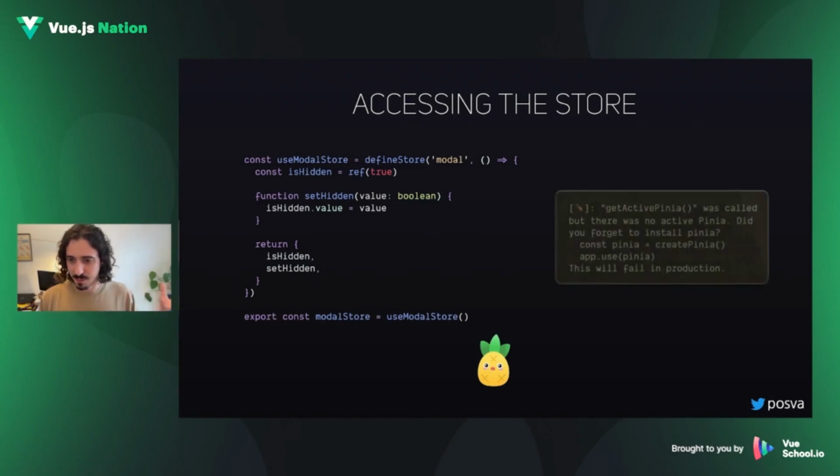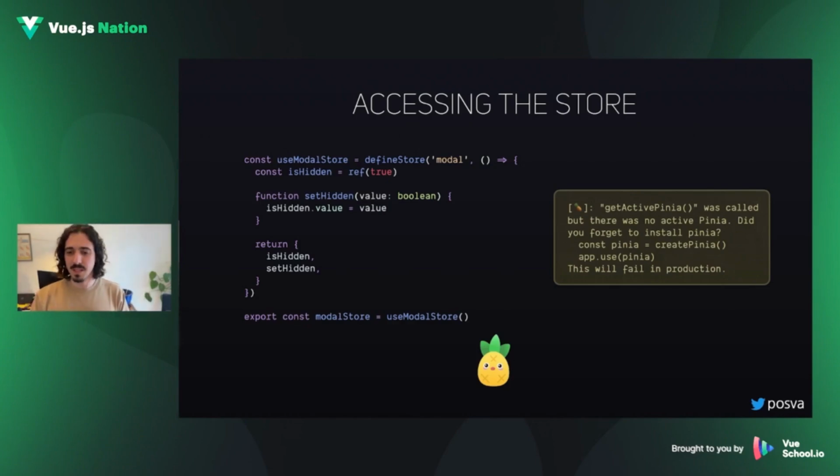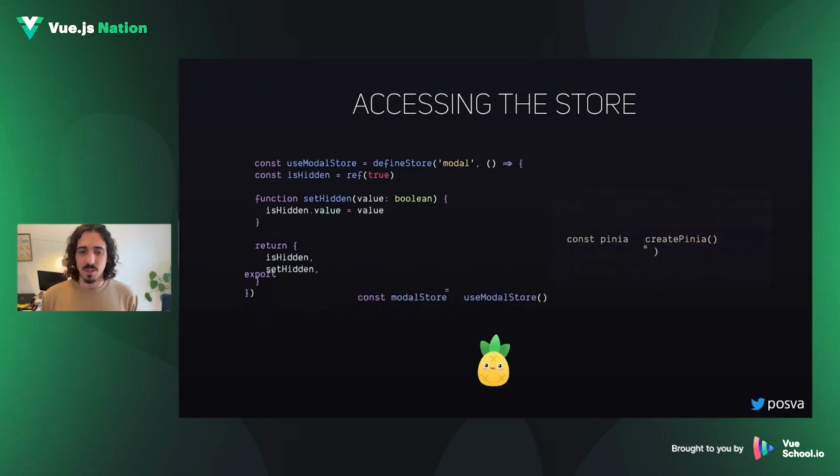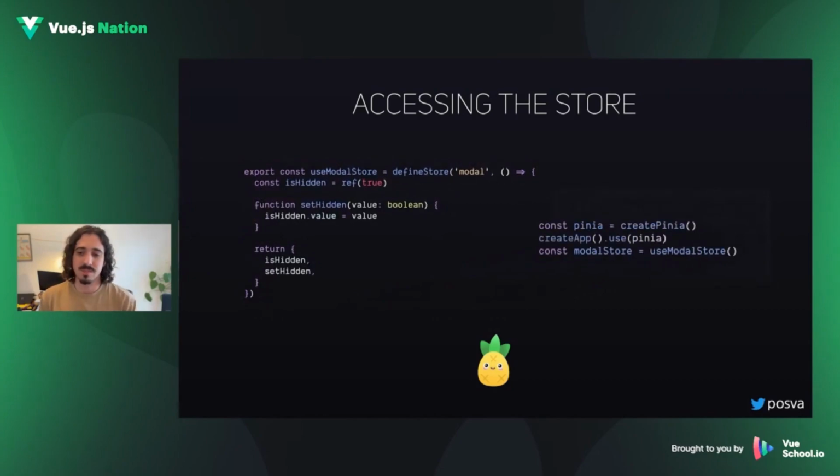Now, and then they get prompted with this error, "getActivePinia was called, but there was no active Pinia," which is a bit cryptic. It was improved with a link to the documentation recently. But the point is, you cannot do this. It doesn't work. Not only does it not work at all, but it also promotes a pattern that is not good for composables. So what you can do is call the use model store after the Pinia is created.